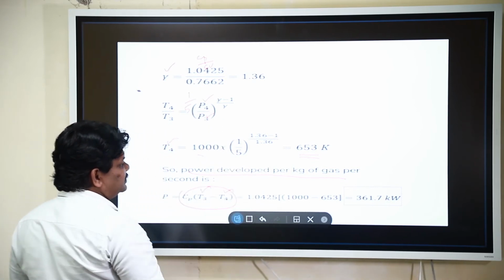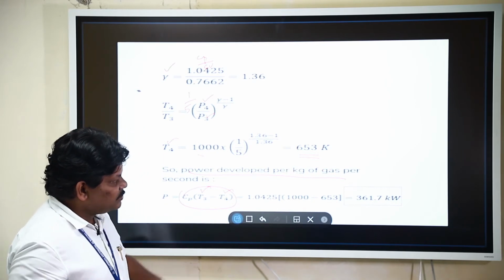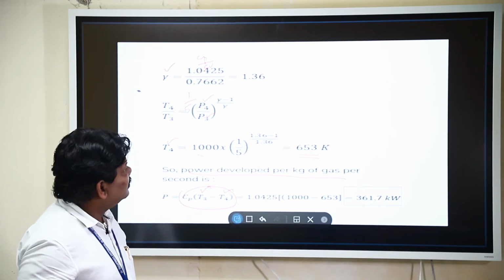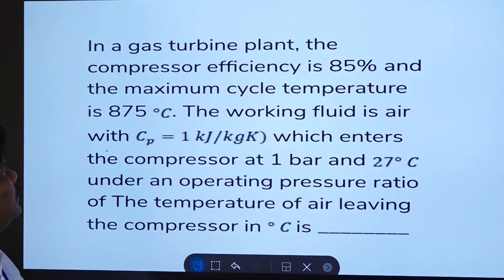So you can easily find the value, and the power is 361.7 kilowatt. Okay.